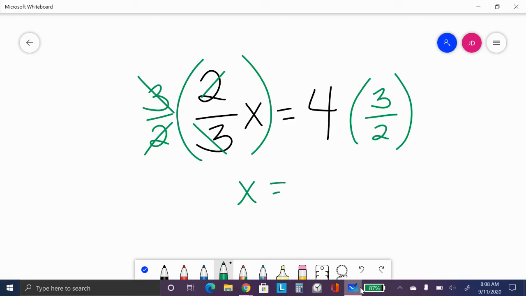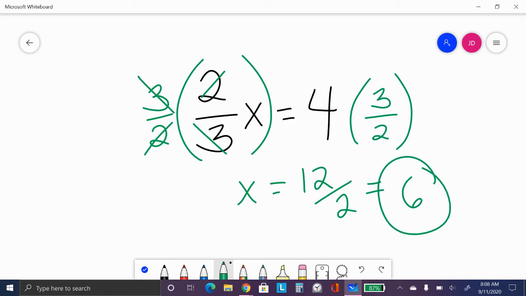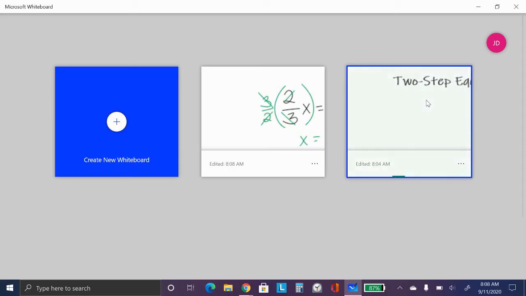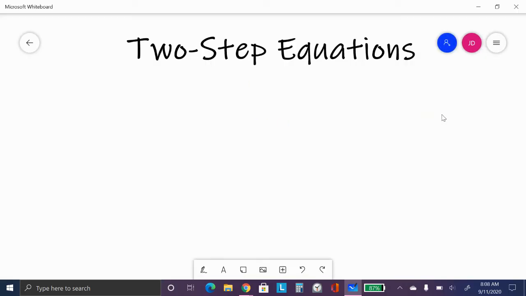So 4 times 3 is 12, divided by 2, which is 6. All right. So those are all the different types of one-step equations. Now let's take a look at a couple two-step equations. So with two-step equations, you're going to have to solve them in 2 separate steps.